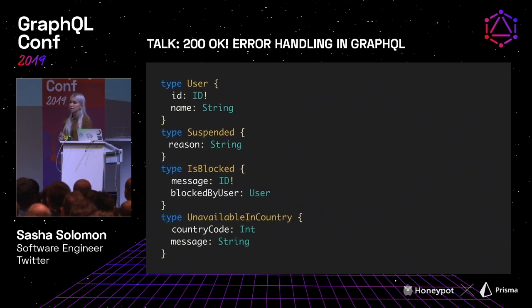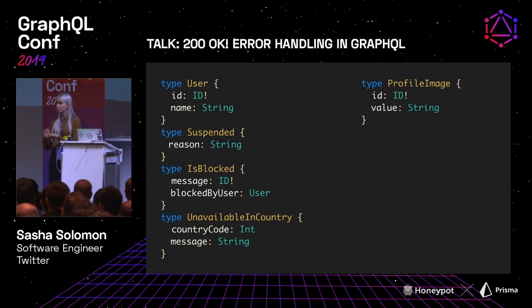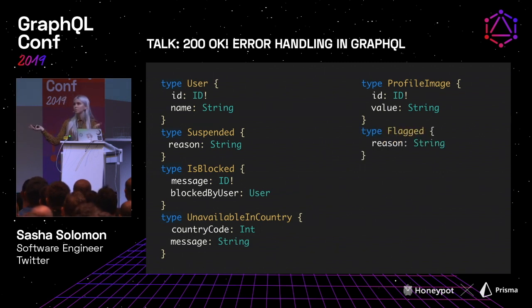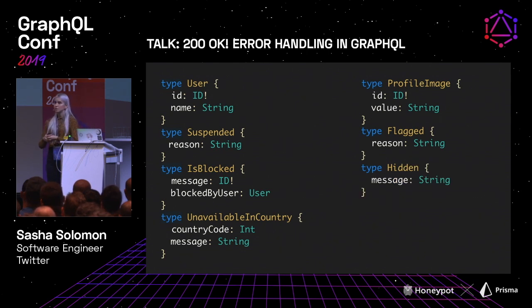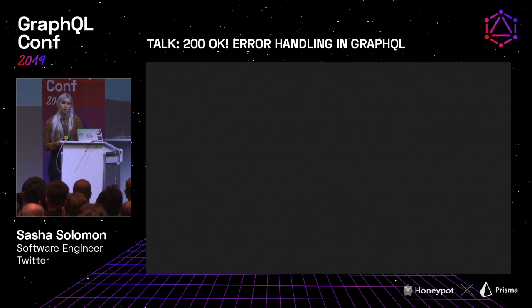Since we were talking about images earlier, let's just add a profile image. Maybe that has an ID, and then the value is actually going to be the profile image. And then maybe there's some other things that can happen for a profile image. Maybe you can flag an image as not safe or something, and have a reason. And then maybe also it's hidden. Maybe you don't want to display your image to someone, so you can set hidden, and then maybe there's a message for why. So these are different states of a profile image now.